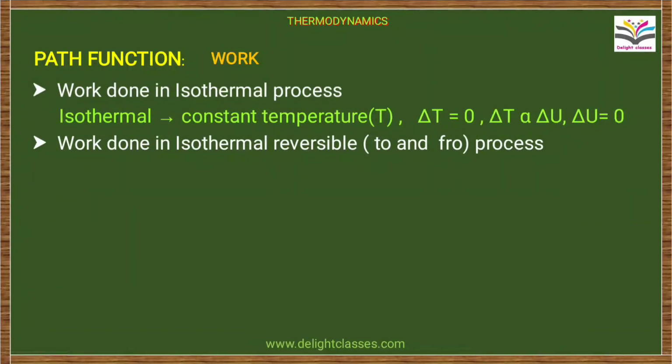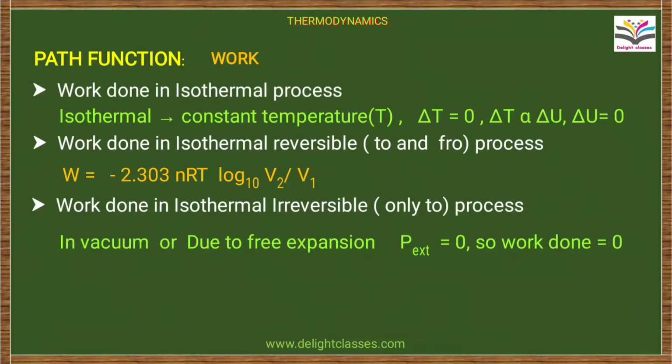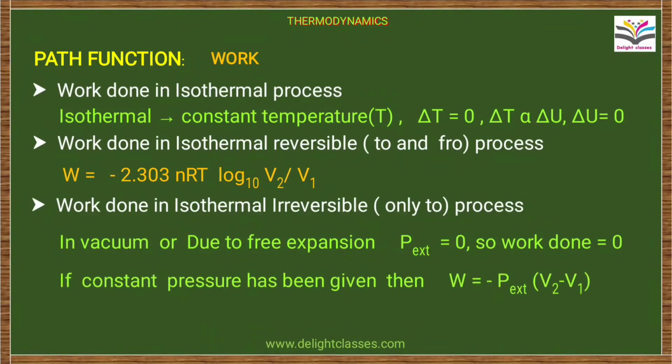Work done in isothermal reversible to and fro process: W is equal to minus 2.303 nRT log V2 by V1. Work done in isothermal irreversible process, only 2 cases. In vacuum or due to free expansion, P external is equal to 0, so work done is equal to 0. If constant pressure has been given, work done is equal to minus P external into V2 minus V1.